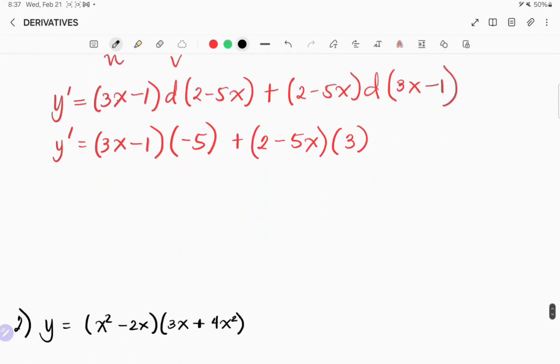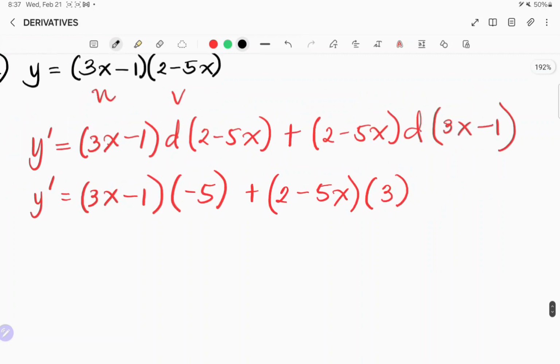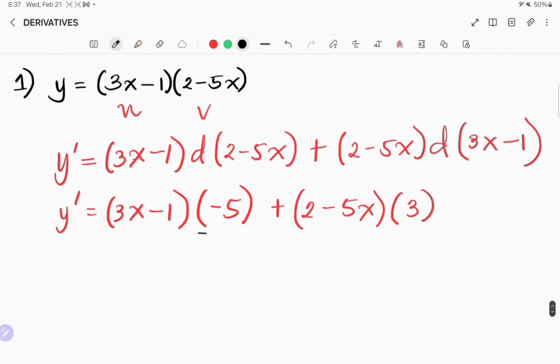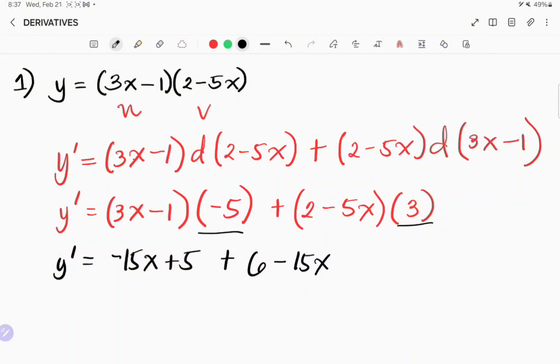To continue this line of solution, we have to distribute. We have to distribute negative 5 and 3 inside each quantity. So y prime is going to be 3x minus 1 times negative 5 is negative 15x plus 5, plus distributing 3 inside the binomial will give us 6 minus 15x.